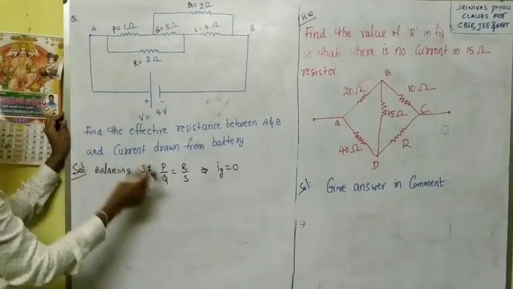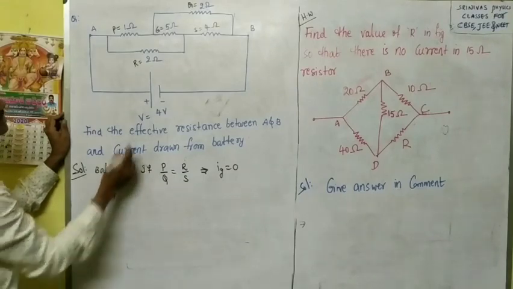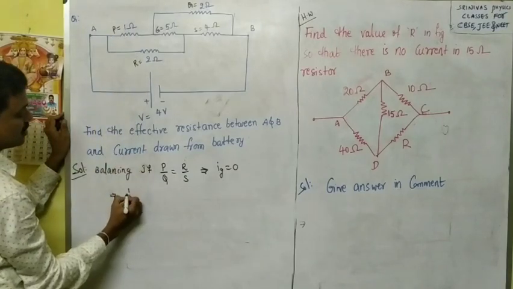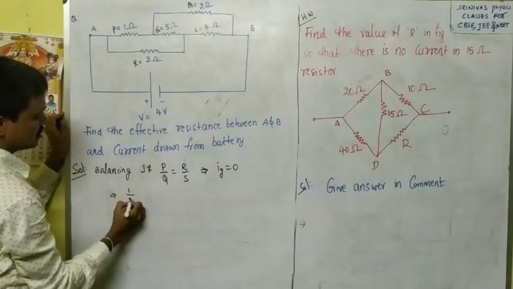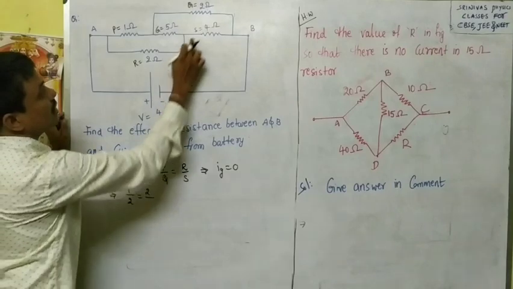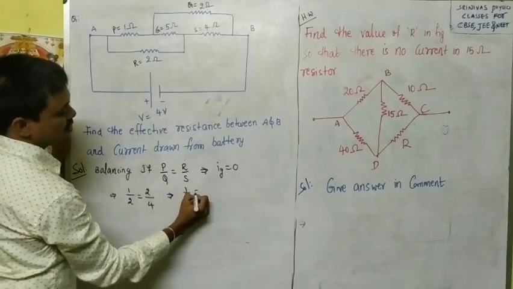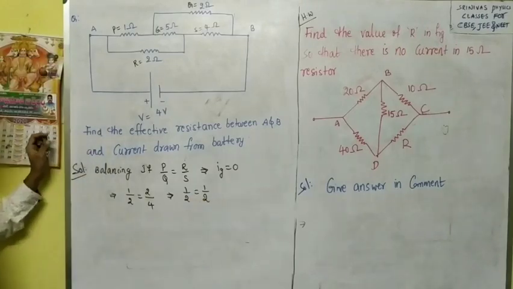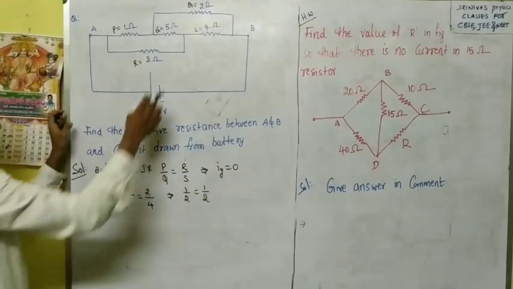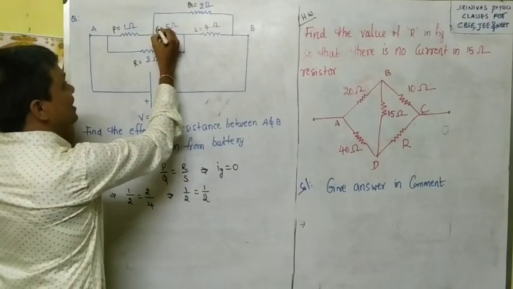Let us check whether the P by Q equals R by S condition is obeyed or not. P is 1, Q is 2, R is 2, S is 4. Then what will you get here? 1 by 2 is equal to 1 by 2, right? That means P by Q equals R by S, so the current through the galvanometer is 0. This part we can remove.